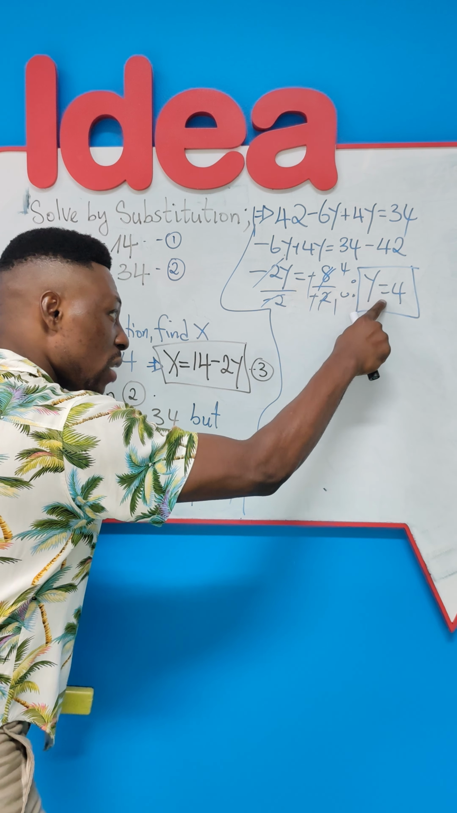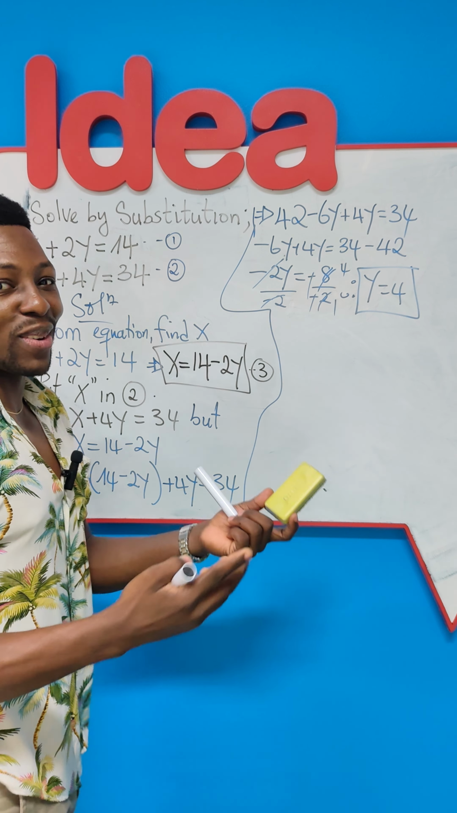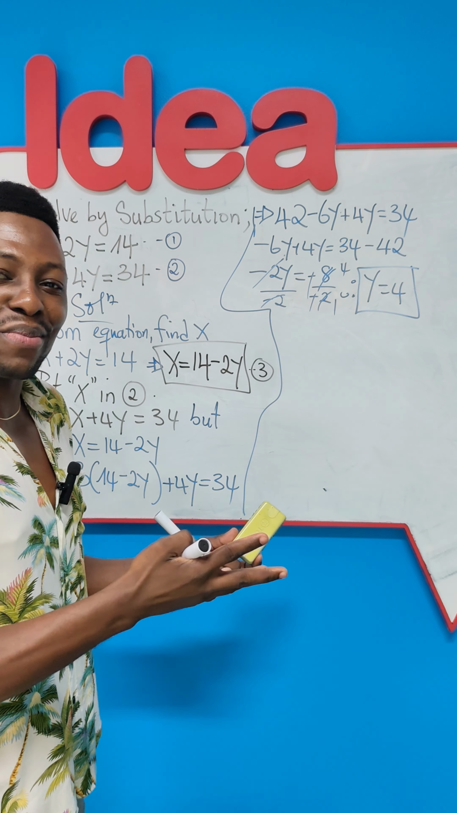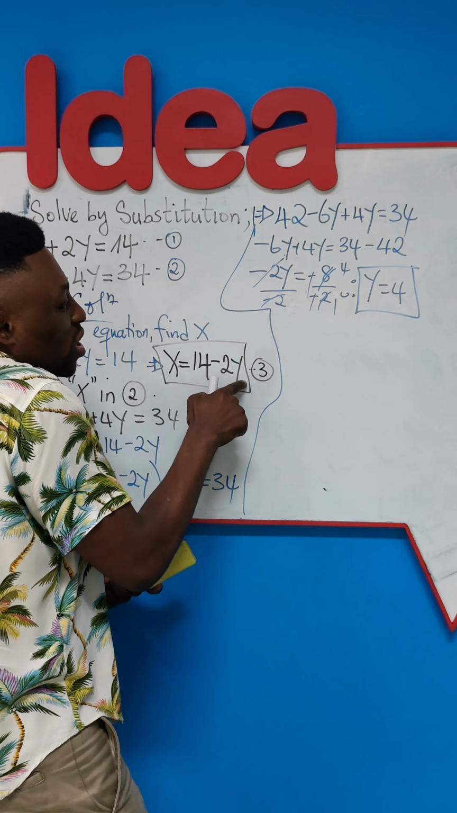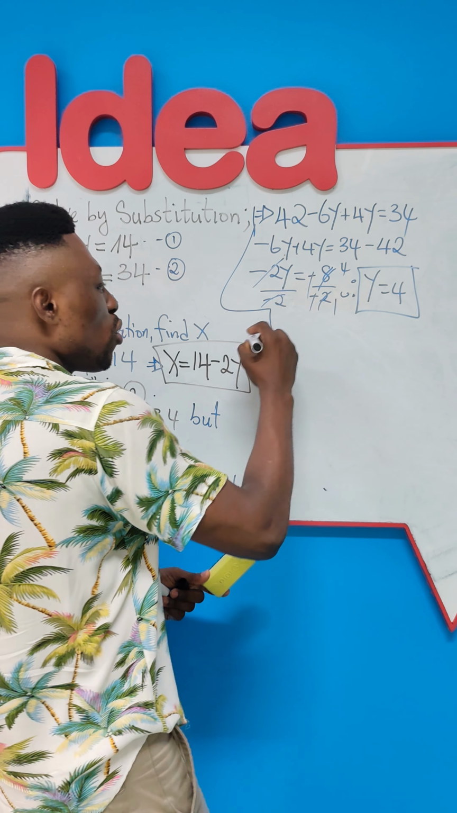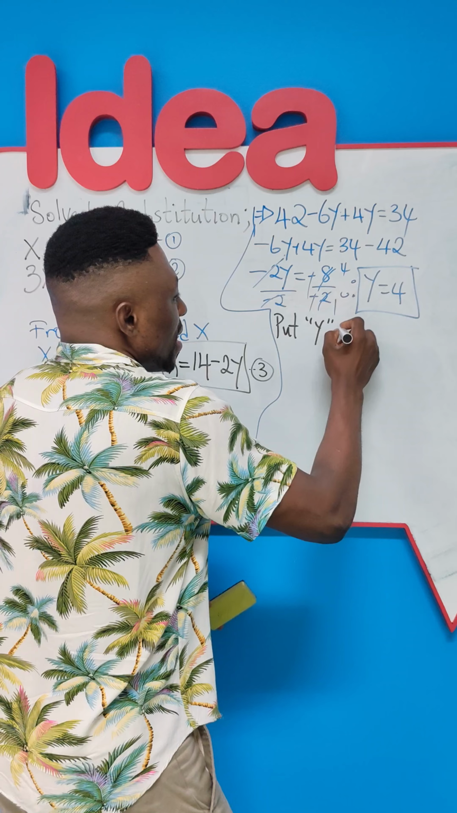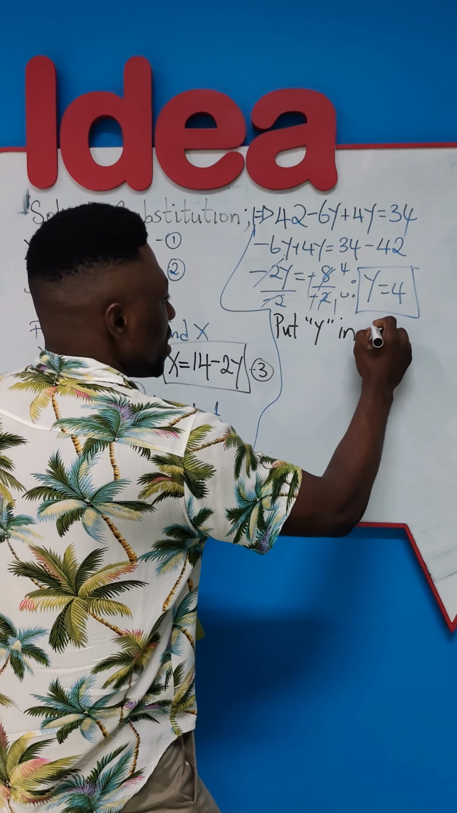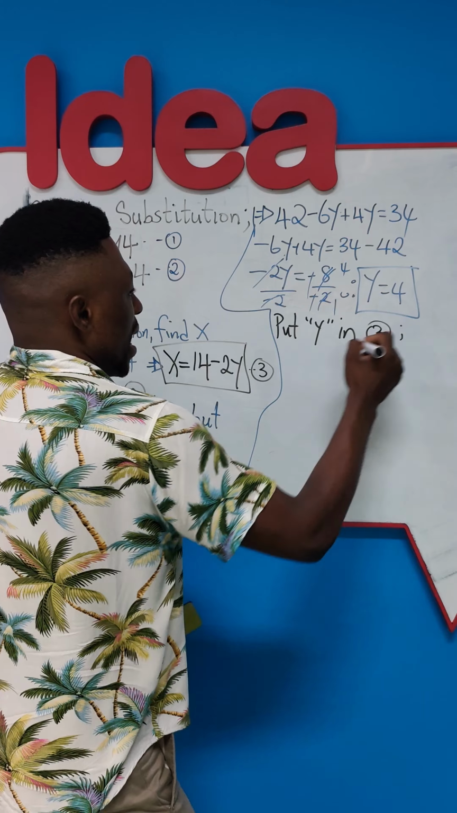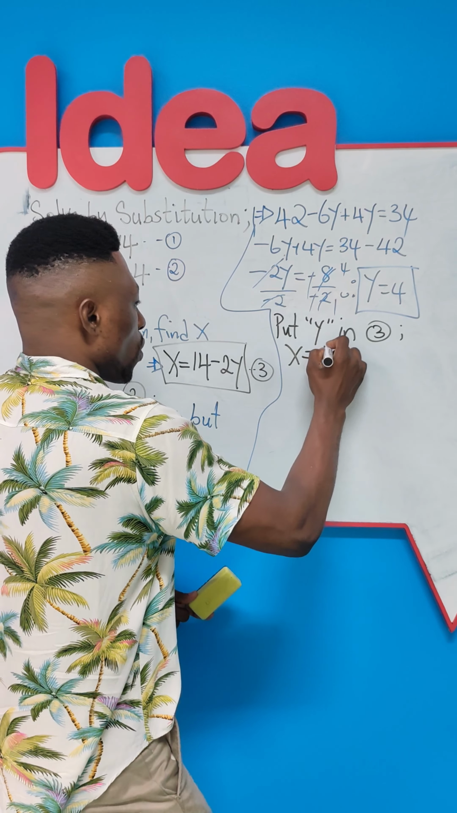We use this variable again and substitute it in equation 3. It's all about substitution, guys. This is the substitution method. So we will substitute the y in this equation by its value. Again, I will make the statement: put y in equation 3. Again, I start by writing equation 3, which is x equals 14 minus 2y.